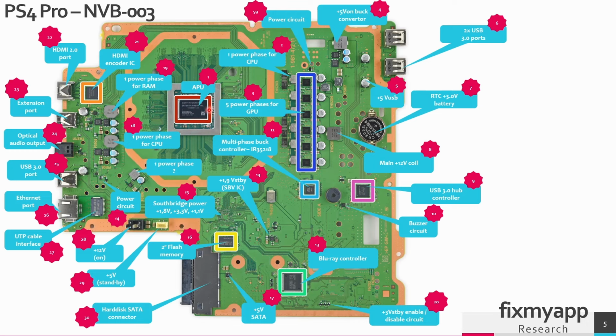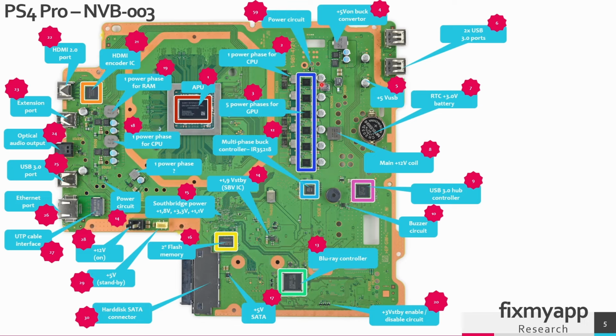The power for this APU comes from these 6 power phases. I suspect that the 5 power phases here are being used for the GPU and 1 power phase for the CPU, because on the main coil, on this side, there is 12V and it will provide power to these switching MOSFETs, and this output will go to the GPU side. And the last power phase has an isolated circuit.